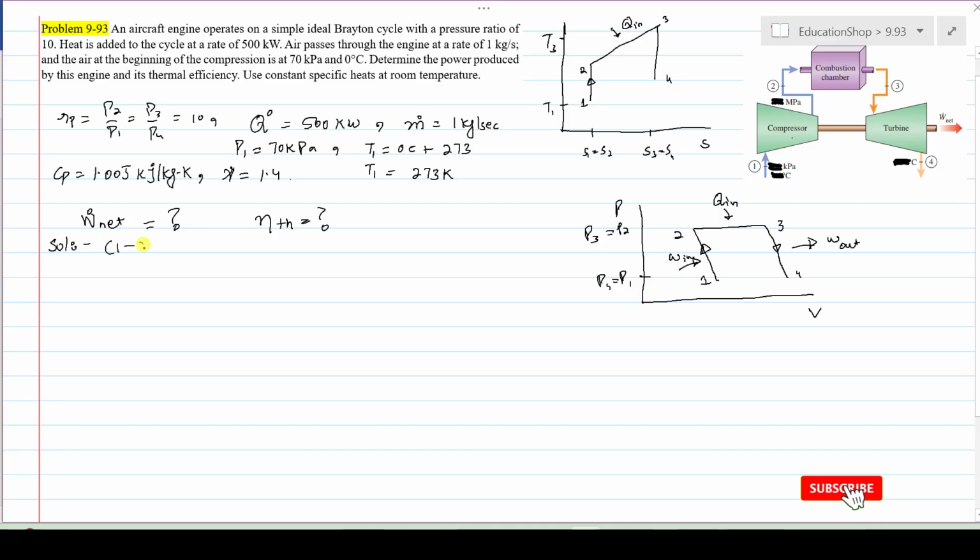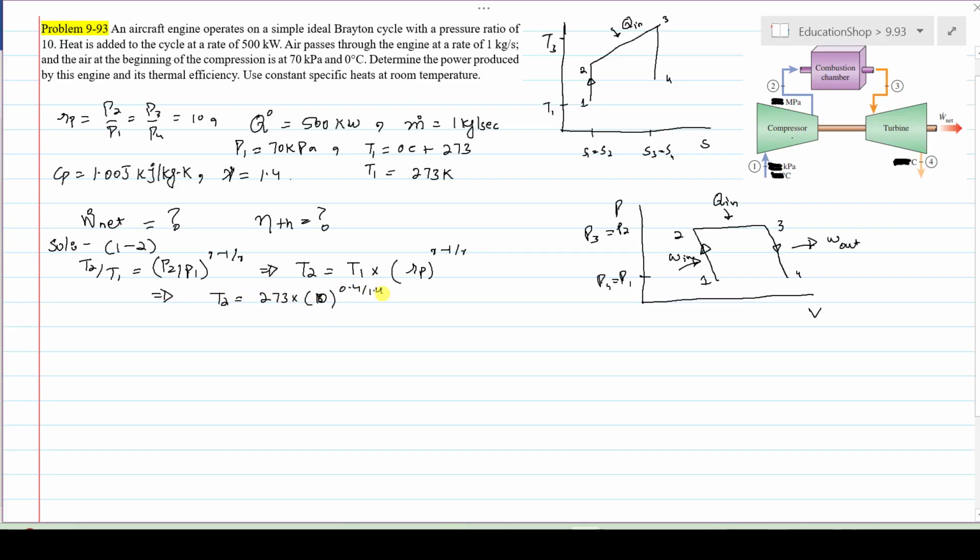Consider the process 1 to 2 as isentropic compression. You can say that T2 divided by T1 is equal to P2 divided by P1 to the power gamma minus 1 over gamma. So we can say that T2 is equal to T1 times the pressure ratio to that power. Now simply enter the values and you will get the value of T2. You solve this on a calculator, you will get the T2 value, that is 527.1 Kelvin.